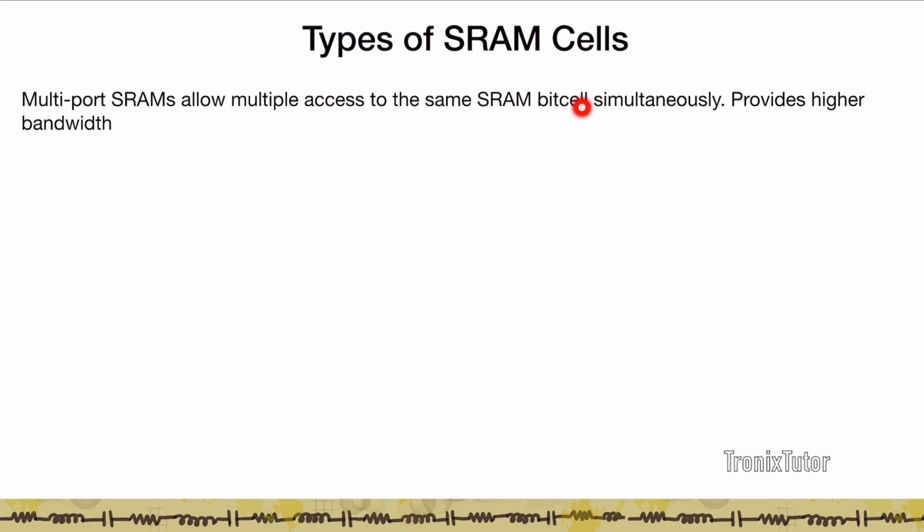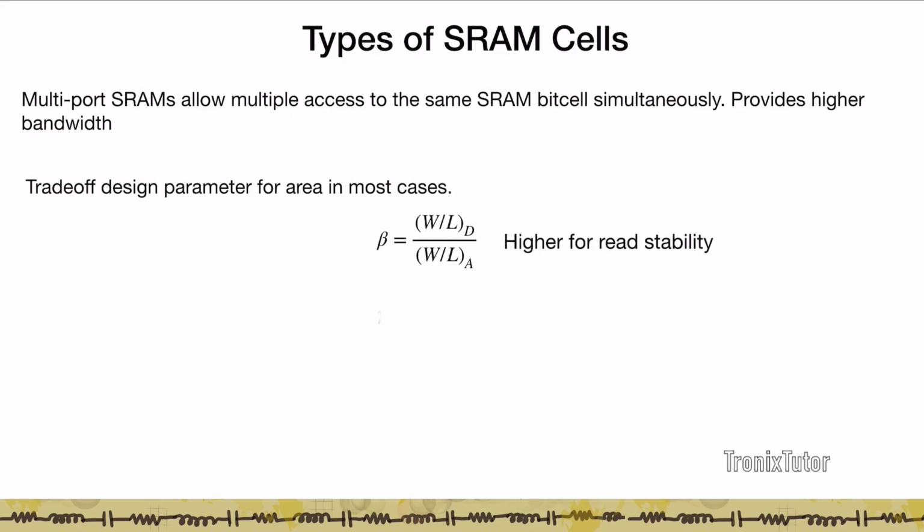So these multi-port SRAMs are typically designed either to give you a bigger design window or to improve the bandwidth of the cell. So the trade-off is normally the area of the cell. So we'll see that most of these higher order SRAM cells are going to have a larger area. The transistor count is going to go up.